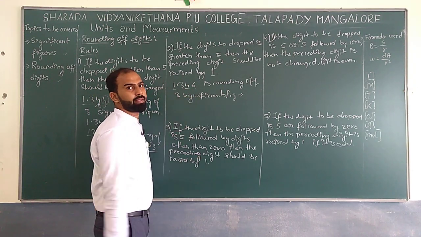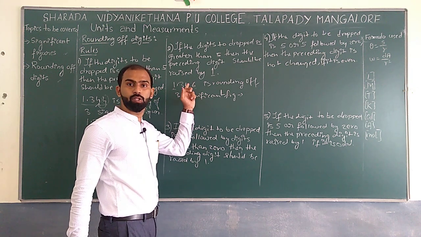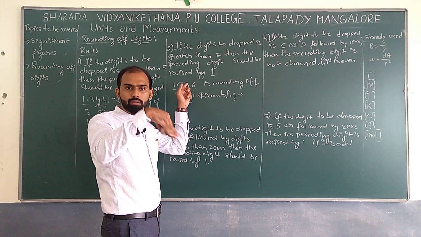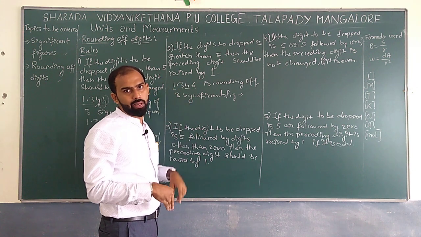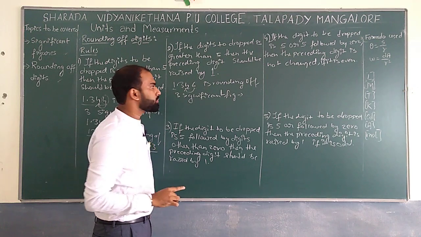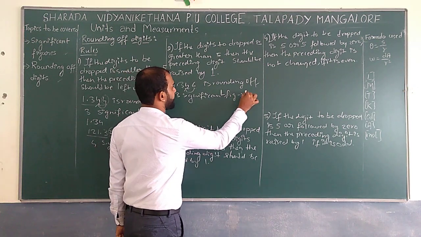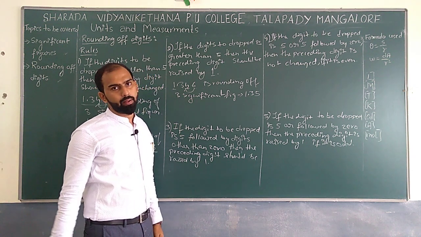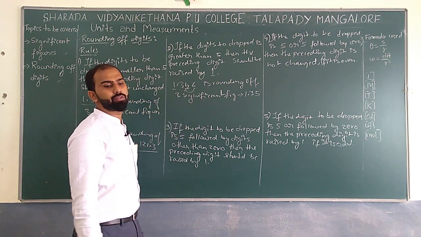From here to here I need. And the number which you are going to drop is 6. Whether your 6 is greater than 5 or lesser than 5. If it is greater than 5, the previous digit should be raised by 1. So what is the answer I can expect? 1.35. Are you getting it?